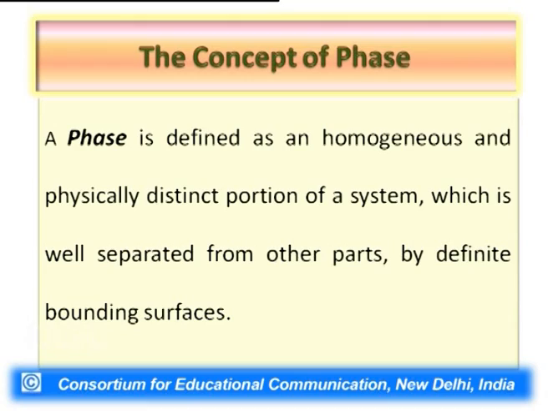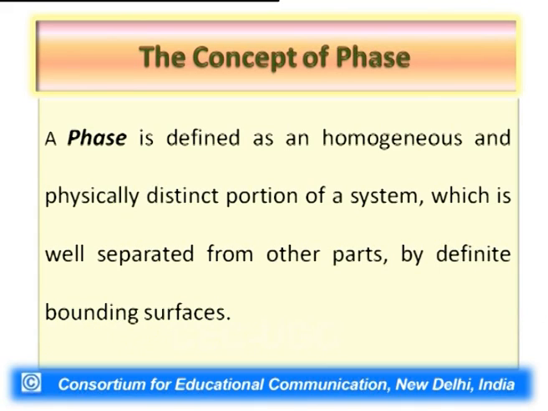So with that view, let us first understand what is basically a phase, or we should have the concept of phase itself. What is a phase? Let us have a look at the definition of phase. A phase is a homogeneous, physically distinct portion of a system which is well separated from other portions or parts by definite bounding surfaces.